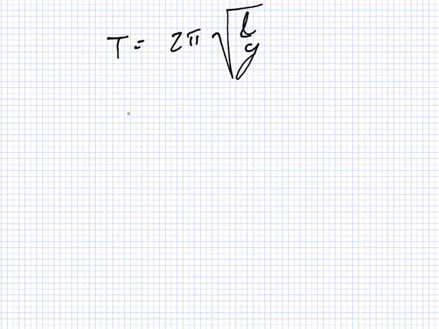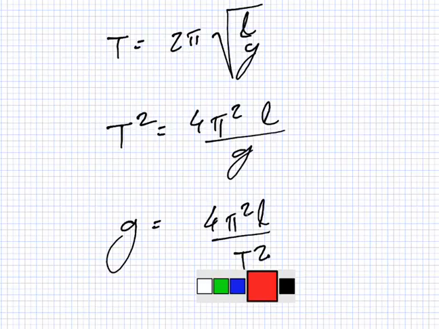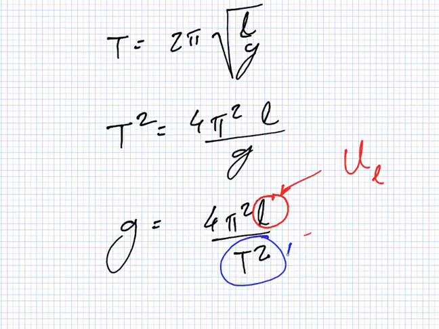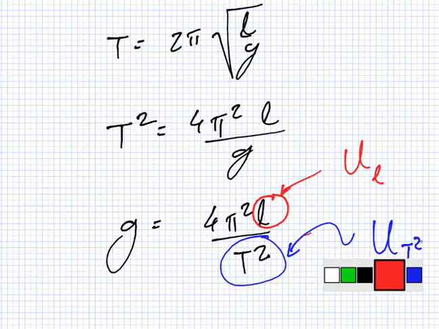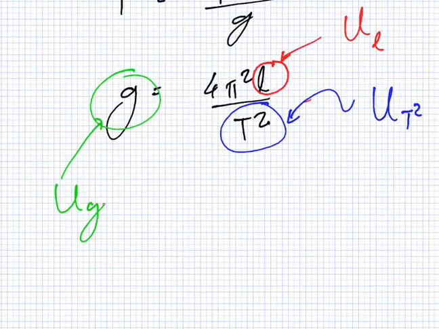Suppose you have something you want to measure. So we have something like T equals 2 pi root L over g. We can rewrite that as T squared equals 4 pi squared L over g. So we get g equals 4 pi squared L over T squared. But there is a problem. The problem is here there's uncertainty, and then here there's uncertainty as well, uncertainty in the time squared. So my question is, what's the uncertainty in your estimate for g?